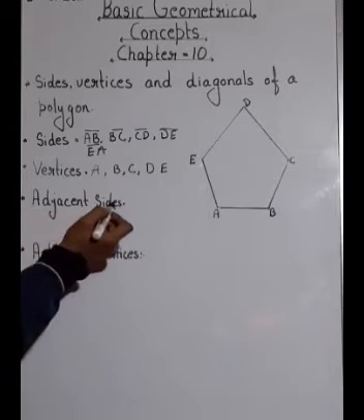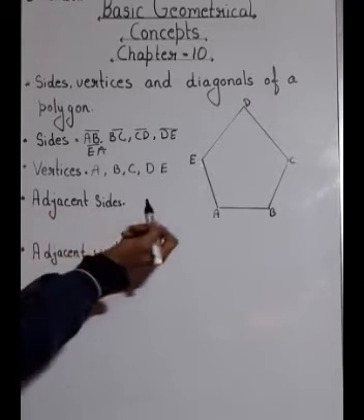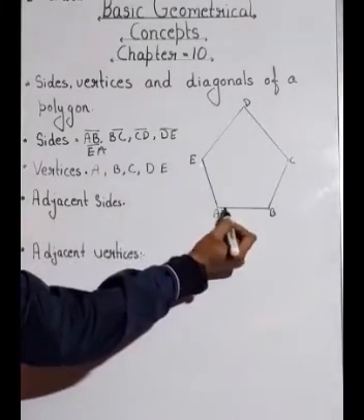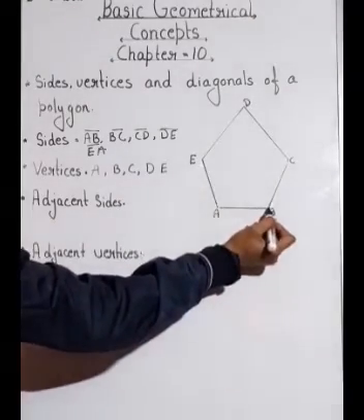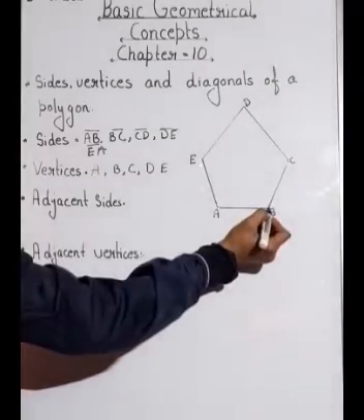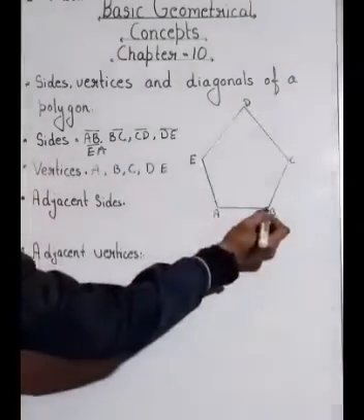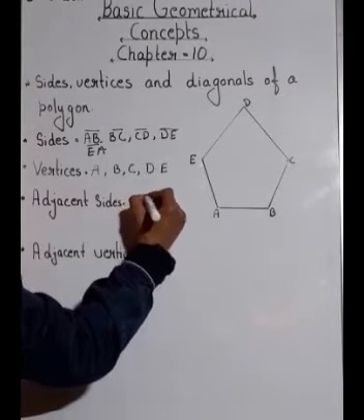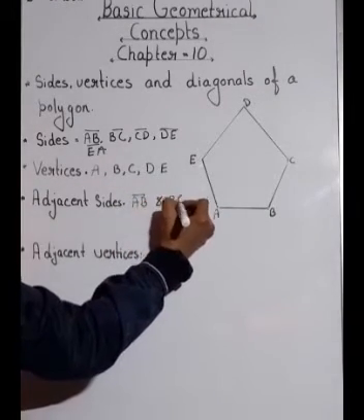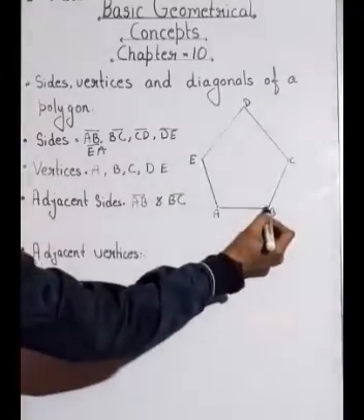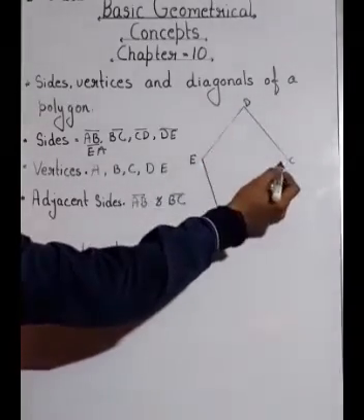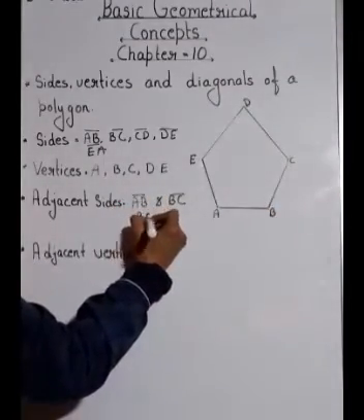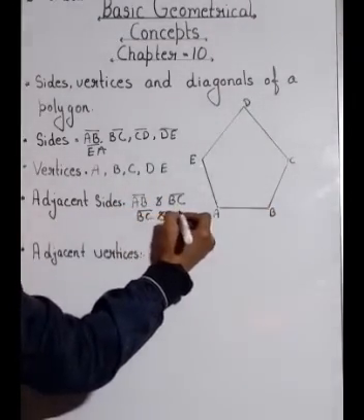Next, we are having adjacent sides. Okay, now what are your adjacent sides? When two sides have a common endpoint. Okay, so I have taken two sides like AB and BC. You can see that point B is common in both of them. AB and BC, B is common. So the adjacent sides are AB and BC. Clear? Similarly, BC and CD, they have C as a common endpoint. So sides BC and CD.